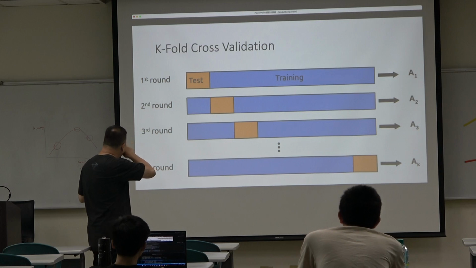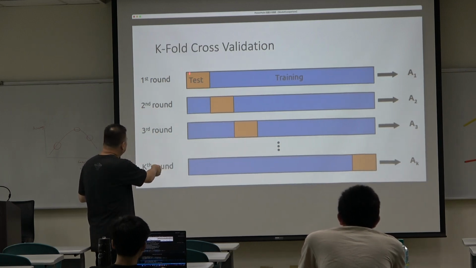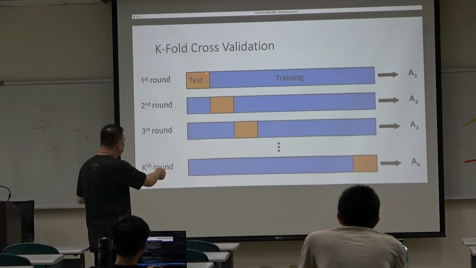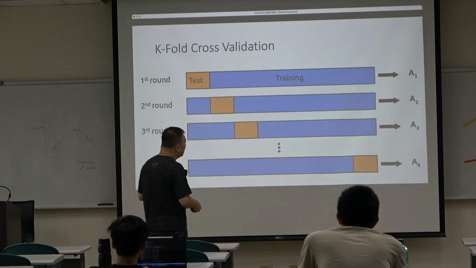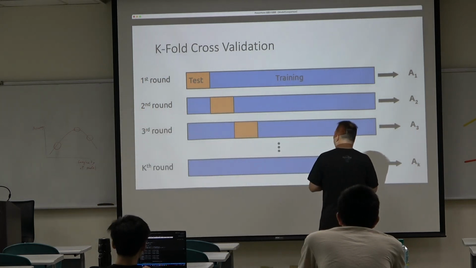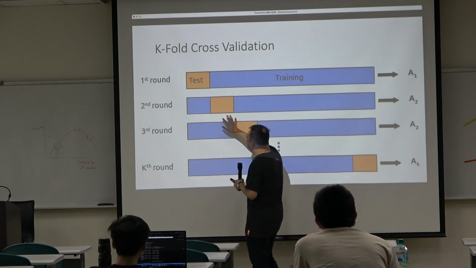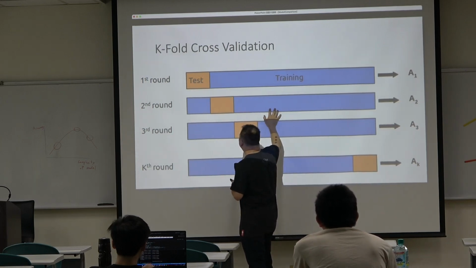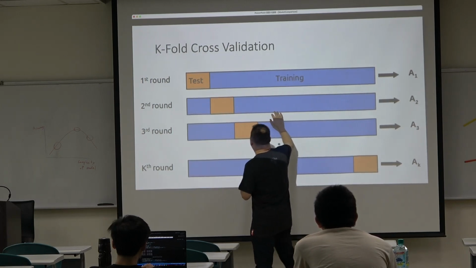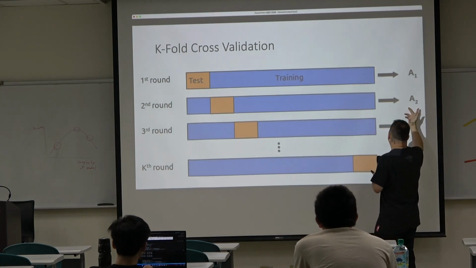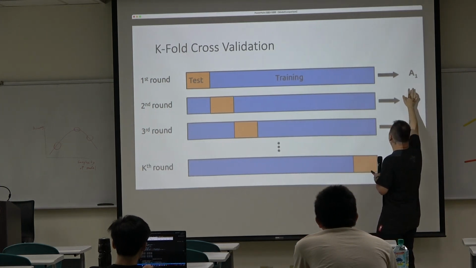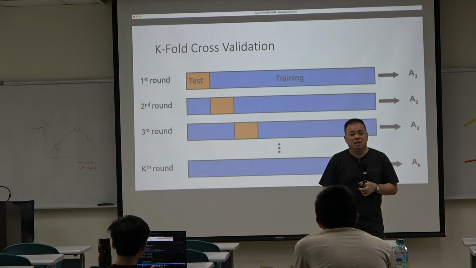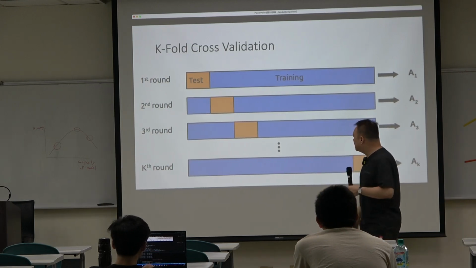So in the first round, you use the first subset as the test data set, and use the remaining data as the training data set, and you get a model A1. In the second round, you use the second subset as the test data set, and the remaining data, the blue one, as the training data set. You get the result A2. This result represents the accuracy on this test data set.